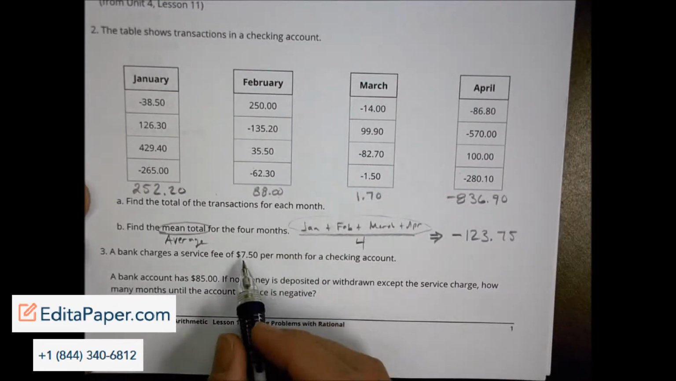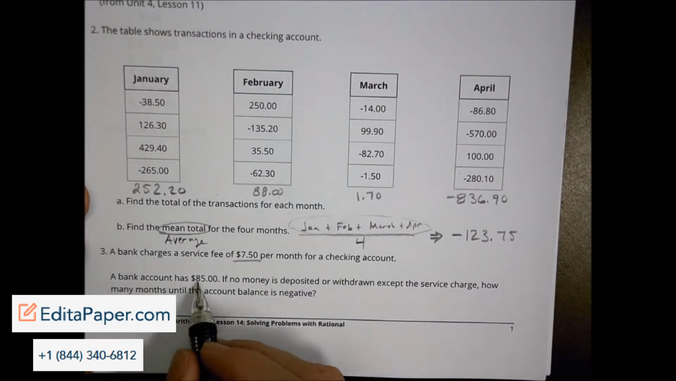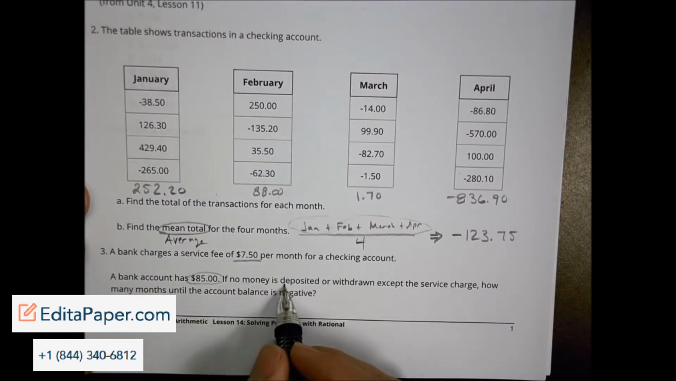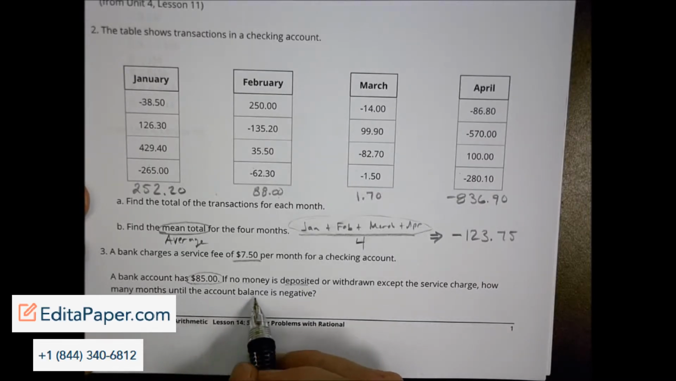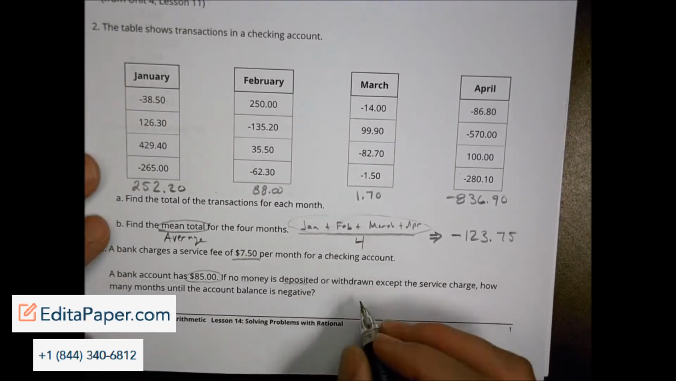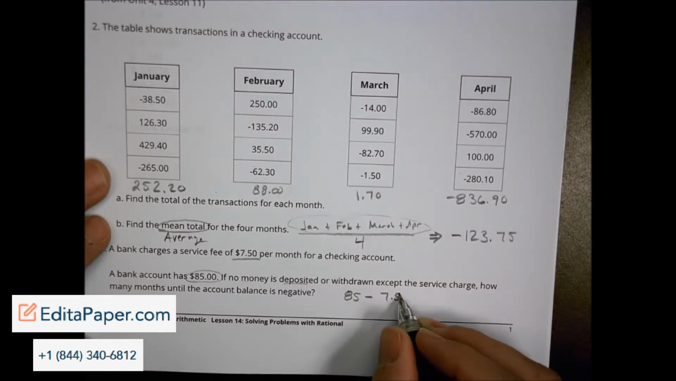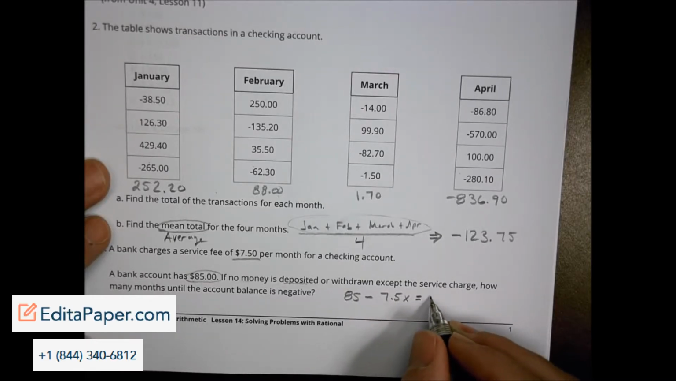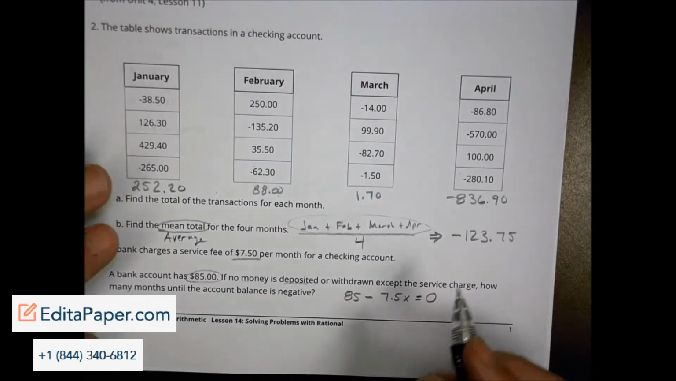All right, a bank charges a service fee of $7.50 per month for a checking account. A bank account has $85. If no money is deposited or withdrawn except the service charge, how many months until the account balance is negative? All right, so we're looking at this. You have $85, and we're going to subtract from that the fee of 7.5 times a certain number of months. We want to see when you get down to having no money. When does that equal 0? Because once you go past that, you'll be at a negative value.